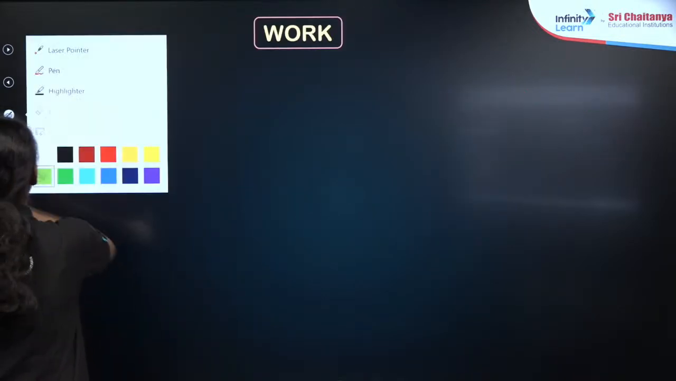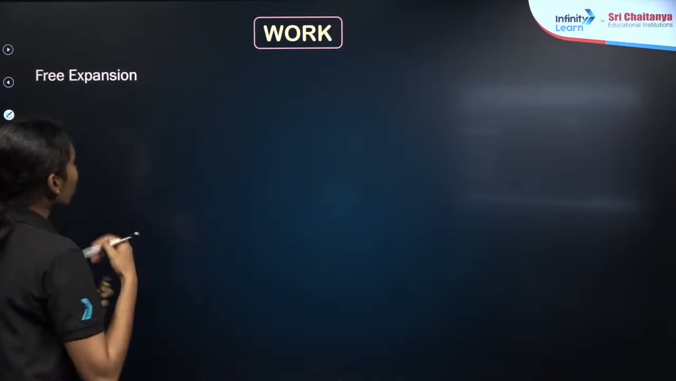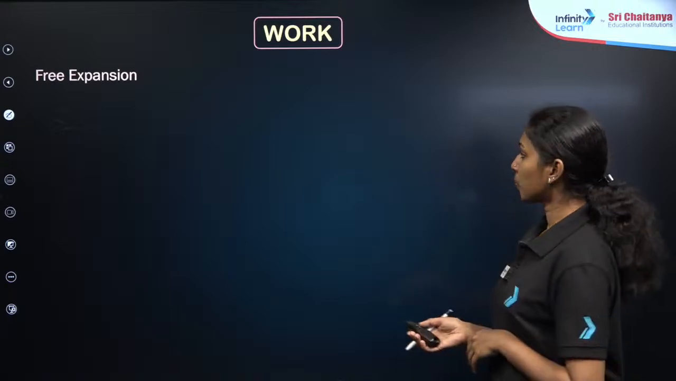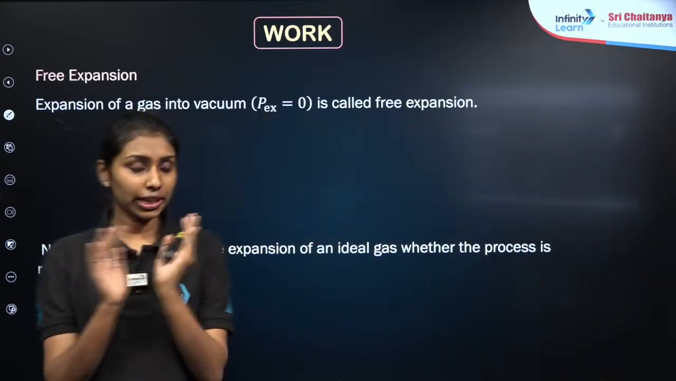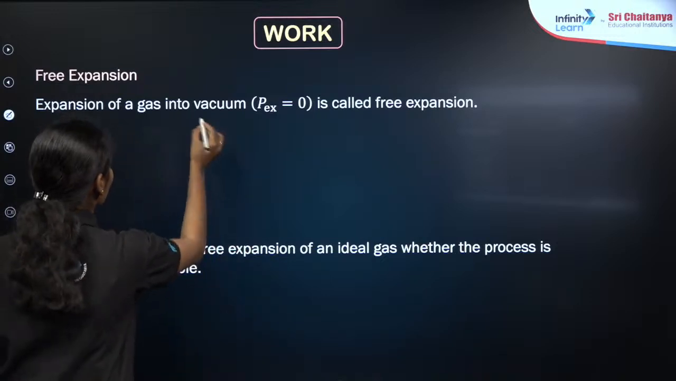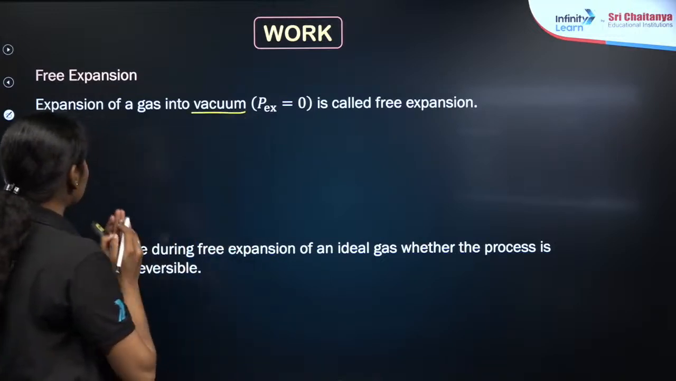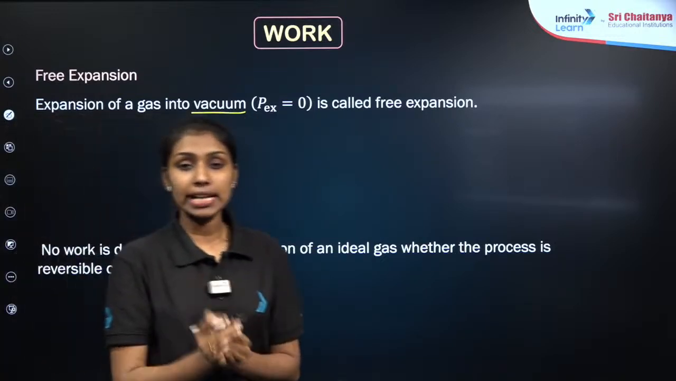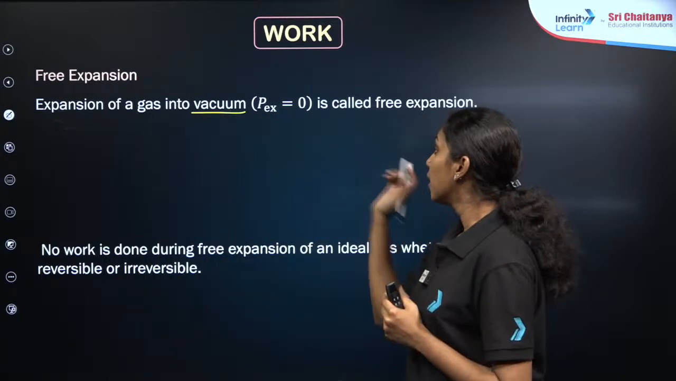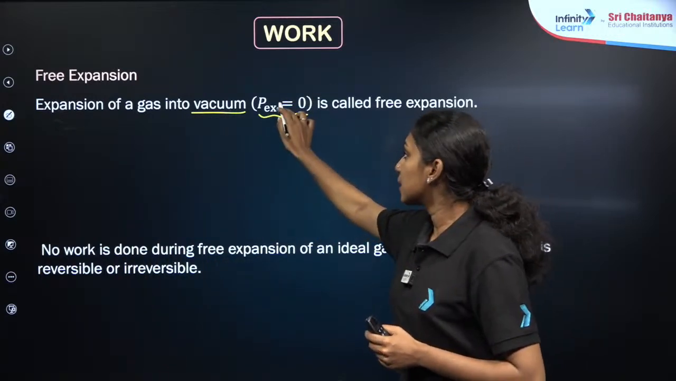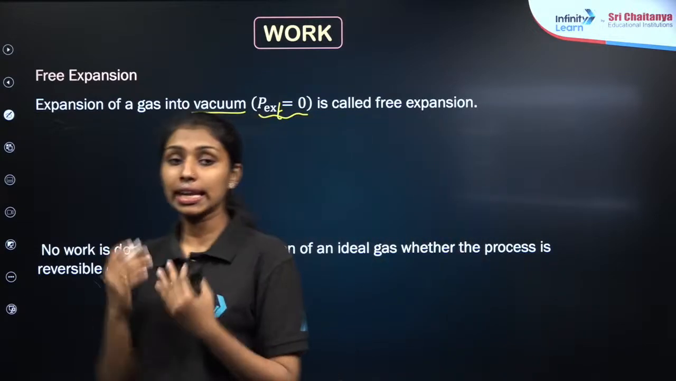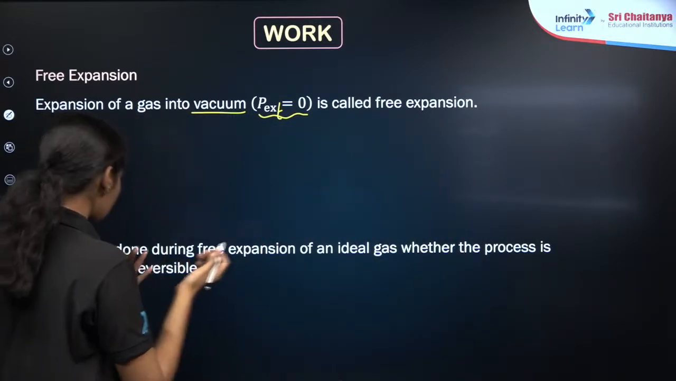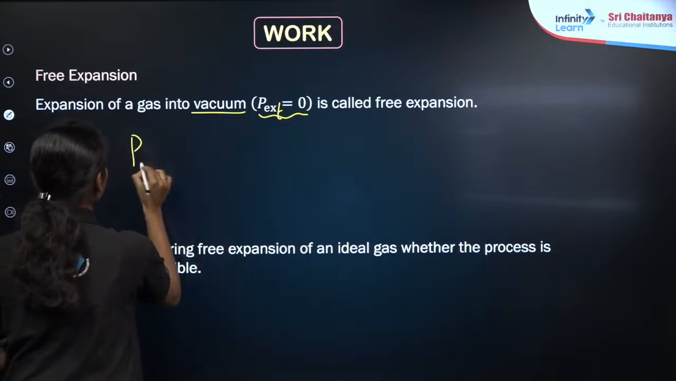Now the next process we have to discuss is free expansion. What will be the work done during free expansion? Free means vacuum. Here we are considering the expansion of a gas into vacuum, which means the external pressure, P external, will be 0. That is the vacuum condition. So whenever we are taking an expansion of a gas into vacuum, P external is equal to 0.